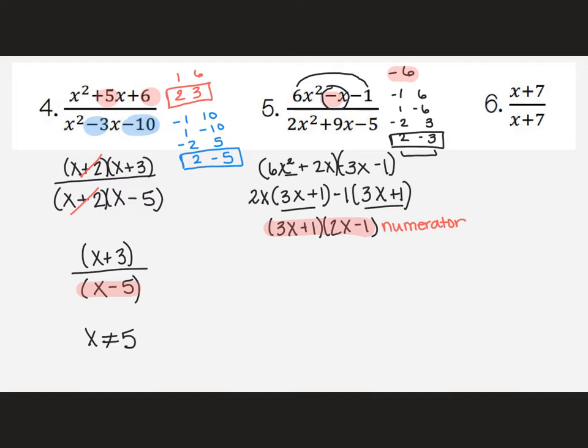When I factor the denominator, same process. I'm going to do 2 times -5. So that's -10. I'm looking for factors of -10 that add to be 9. So it's either -1, +10, or 1, -10. This group here would get me 9. So I am going to rewrite.